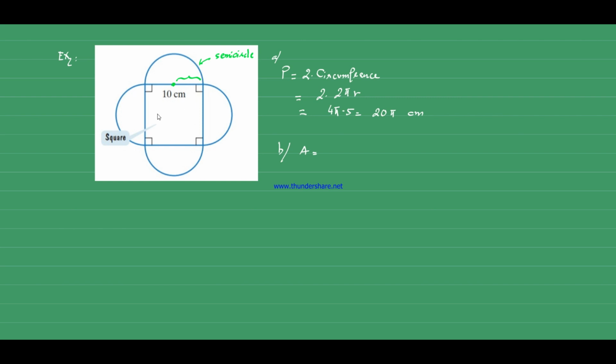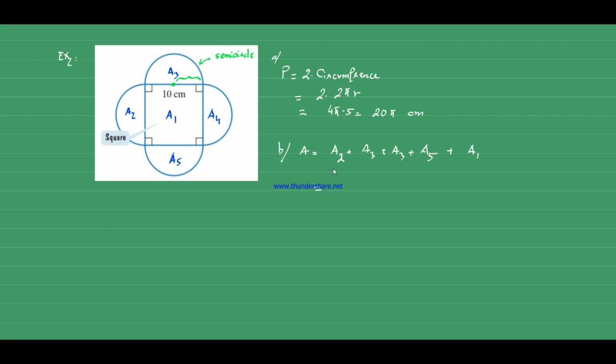Now in order to find the area, the area will be the area of 2 circles plus the area of the square. I'm going to call the square A1, plus this is A2, A3, A4, A5. So the area will be A2 plus A3 plus A4 plus A5 plus A1.